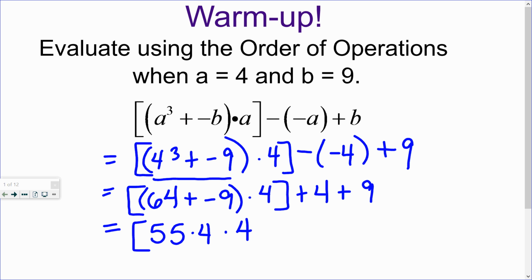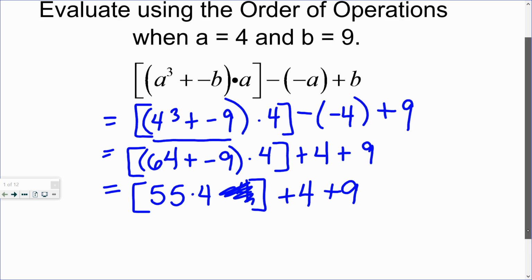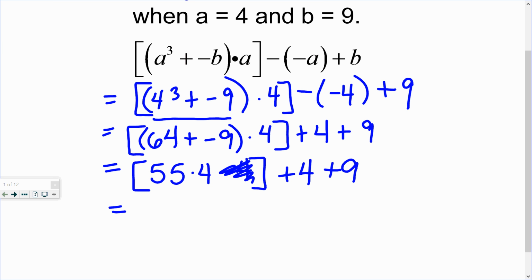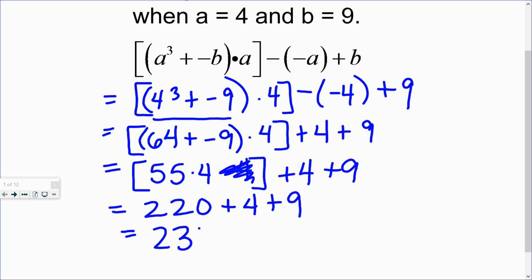Oops, what did I do there? I don't know why I wrote that like that. You can just drop the parentheses because you've simplified everything inside it. Plus 4, plus 9. Okay, from there, the brackets are, again, still treated like a parentheses, and even if you didn't see that, multiplication is next. We're going to have, is it 220? And then I can drop the bracket because there's nothing more to simplify there. Everything at this point is addition. Final answer you should get is 233.